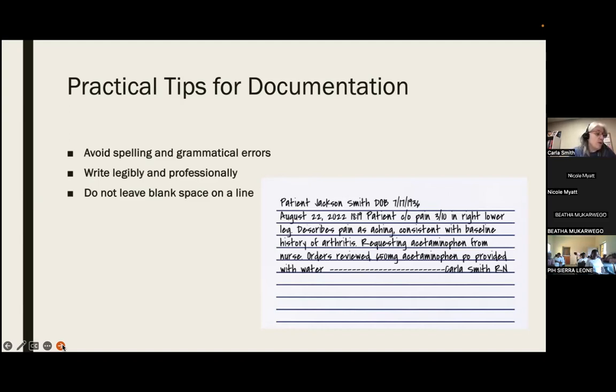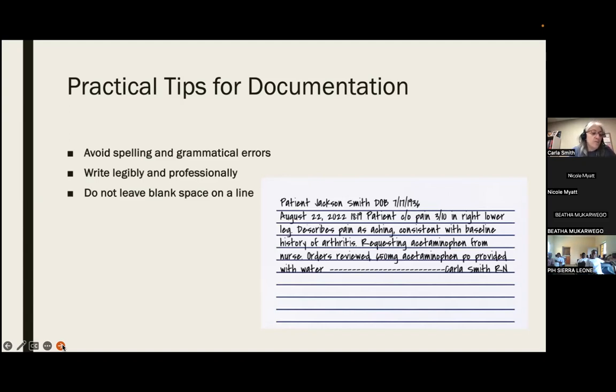You always want to end your documentation at the end of the line and not partway through that. And I have an example of that here. You can see the words with water, and then I draw a line through the empty space and sign my name at the very end.